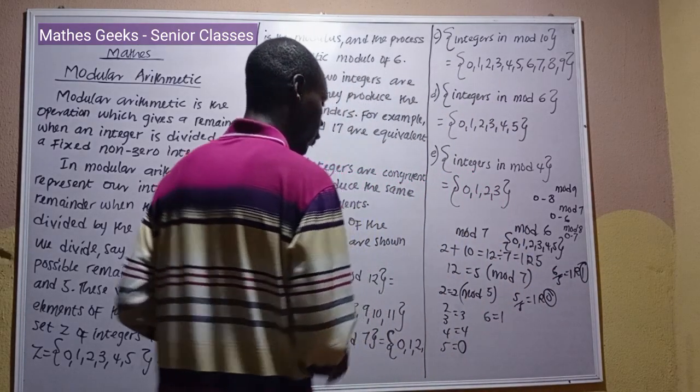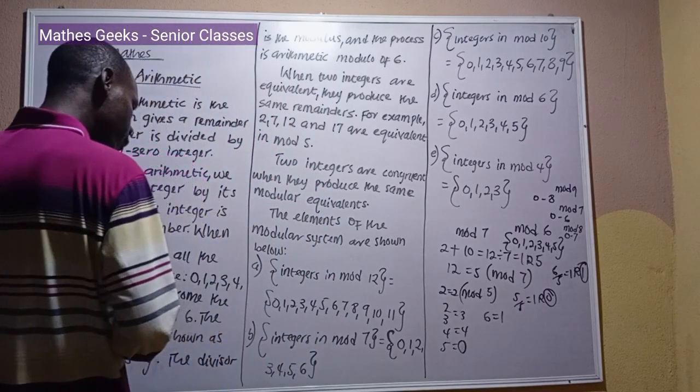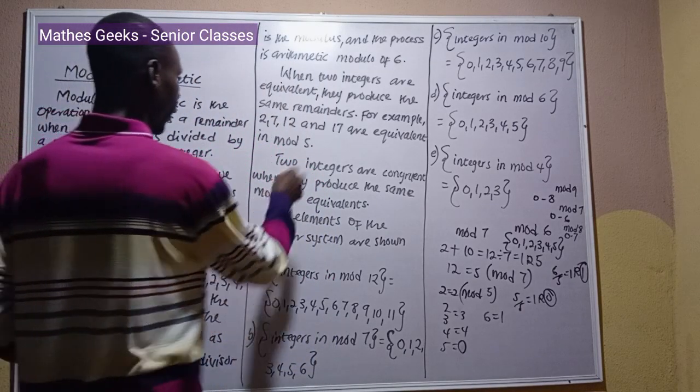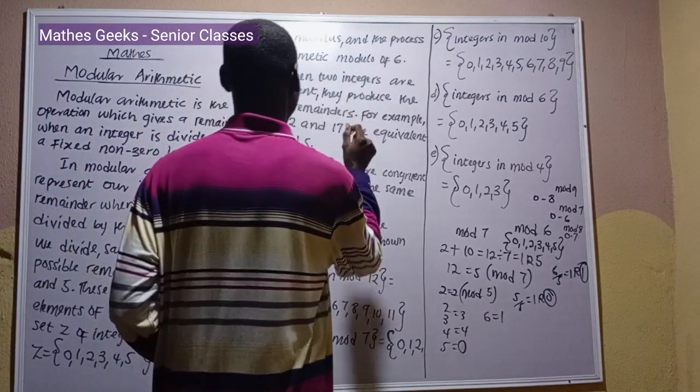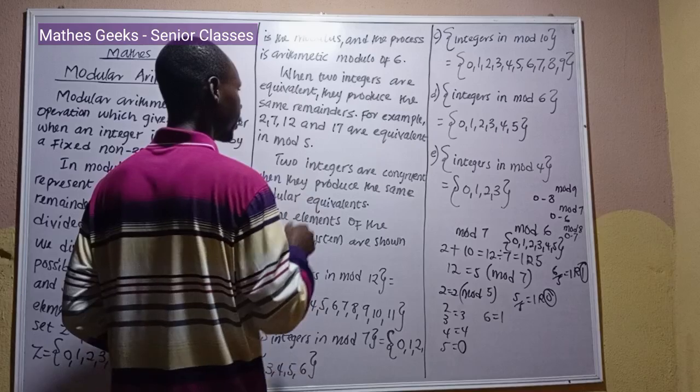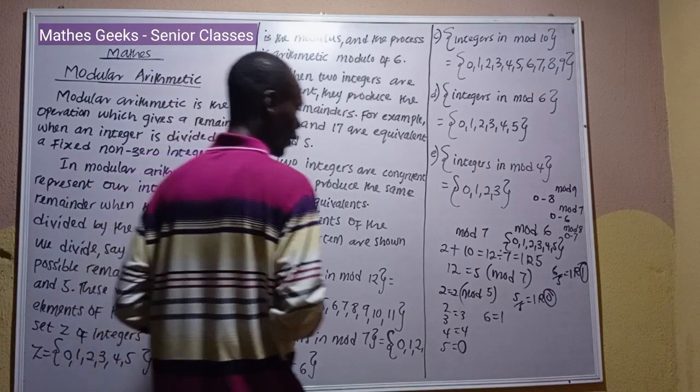So that's how we carry out the process. This part says when two integers are equivalent, they produce the same remainders. For example, 2, 7, 12, and 17 are equivalent in mod 5.